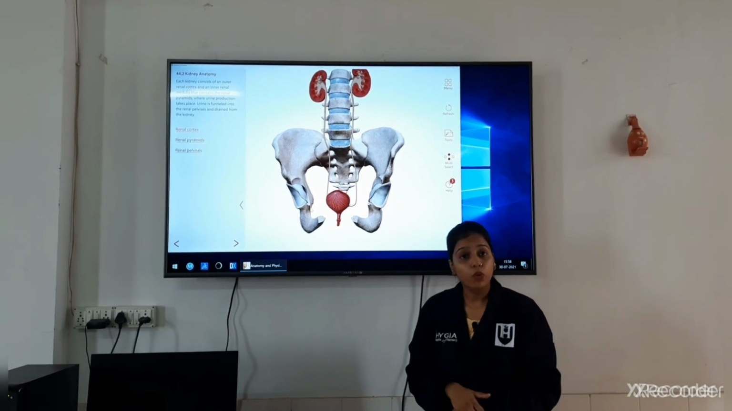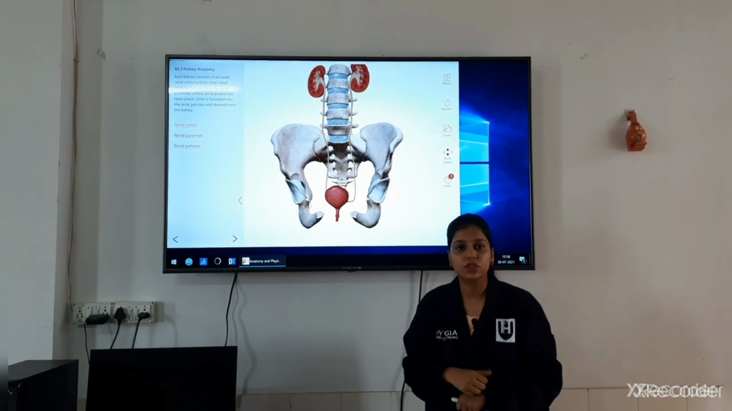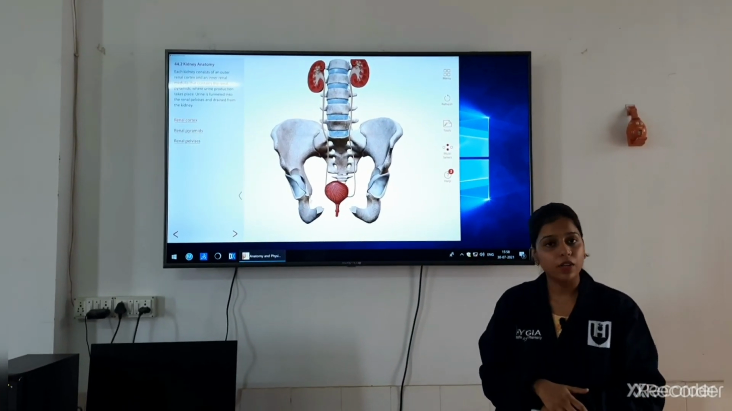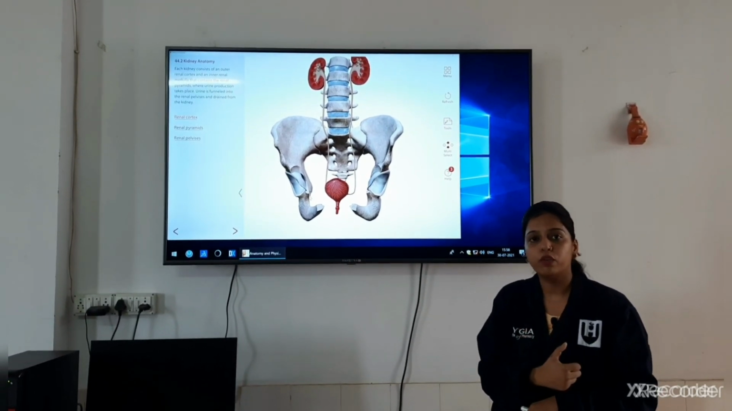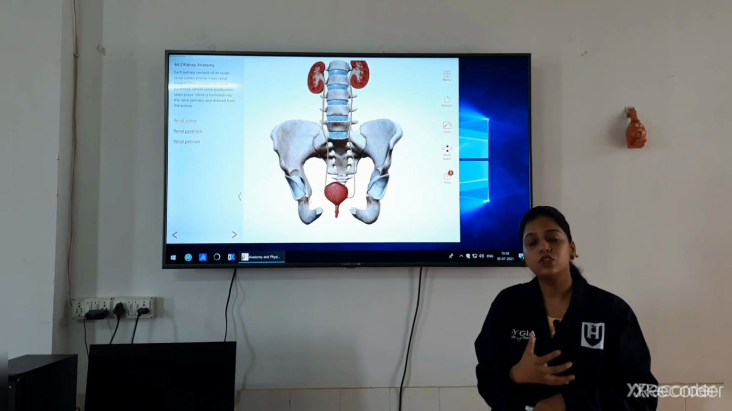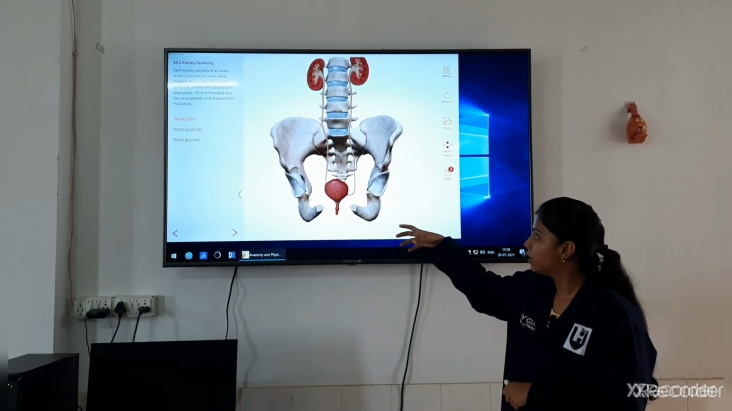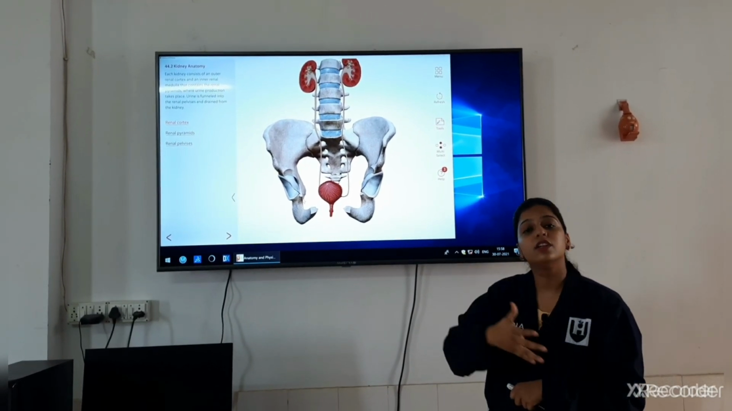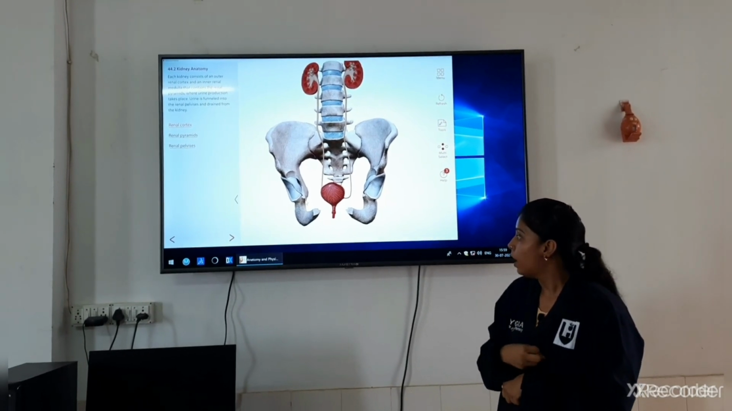It is surrounded by the mucosal layer, and the mucosal layer consists of folding-like structures that are known as rugae. The middle layer is the muscularis layer, or muscular layer, and it consists of a special kind of muscle known as the detrusor muscle. It's the important one because these detrusor muscles are responsible for contraction, basically, okay.